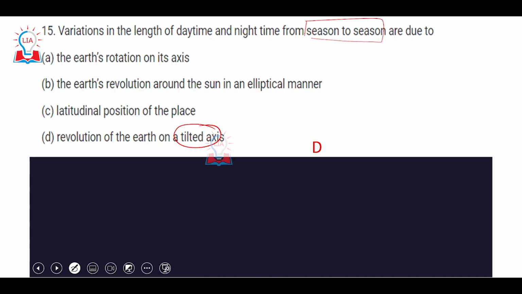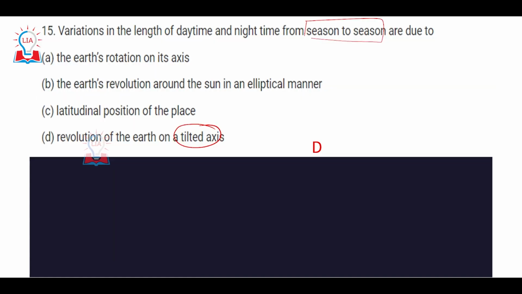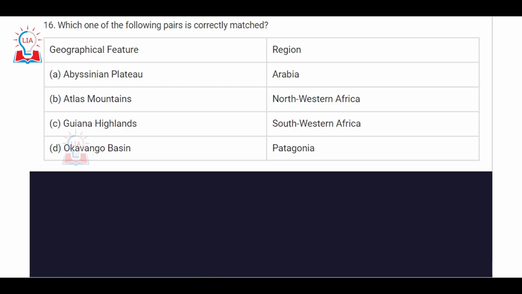So it is due to this reason. As the Earth moves from June to December, the northern hemisphere is getting relatively less and less sunlight for a lesser and lesser duration, that causes change in the length of day and night.